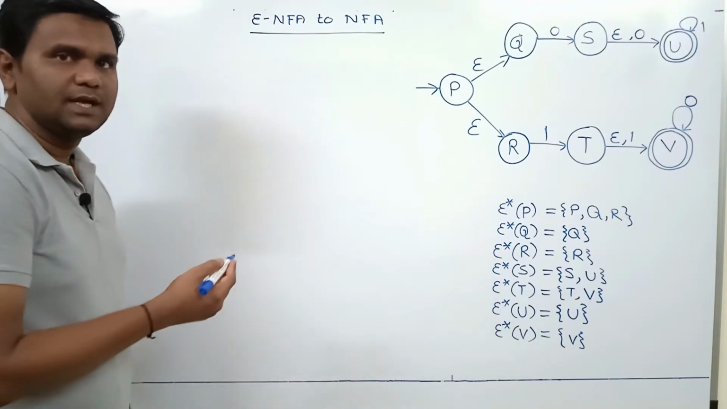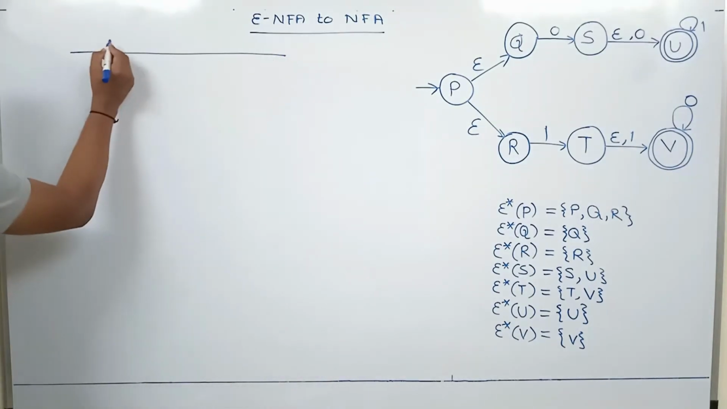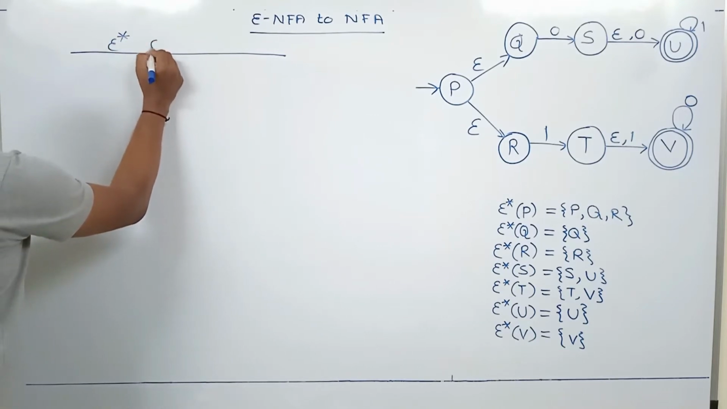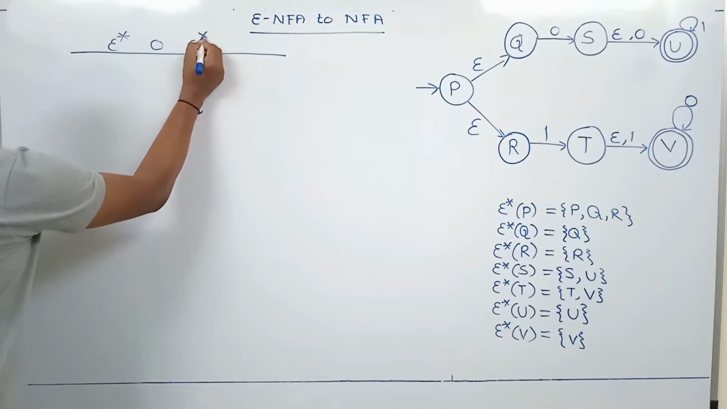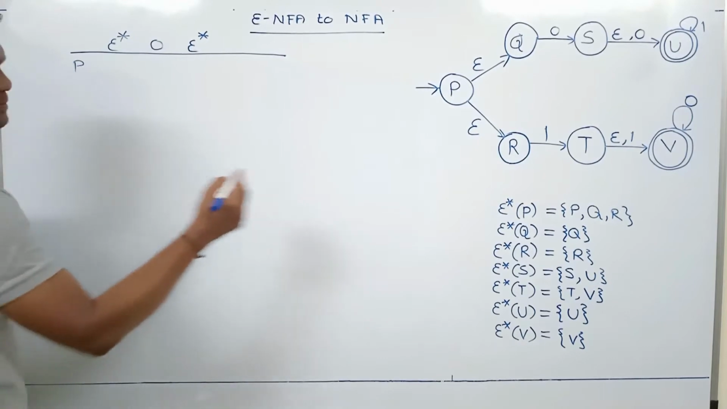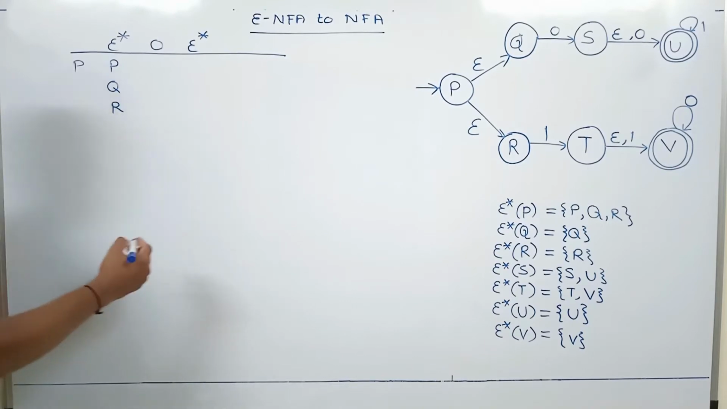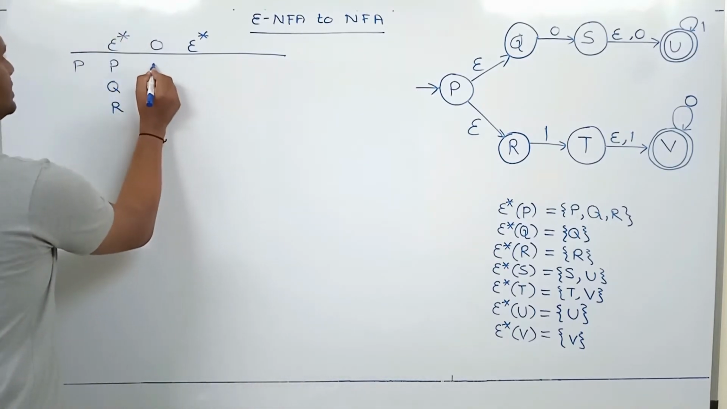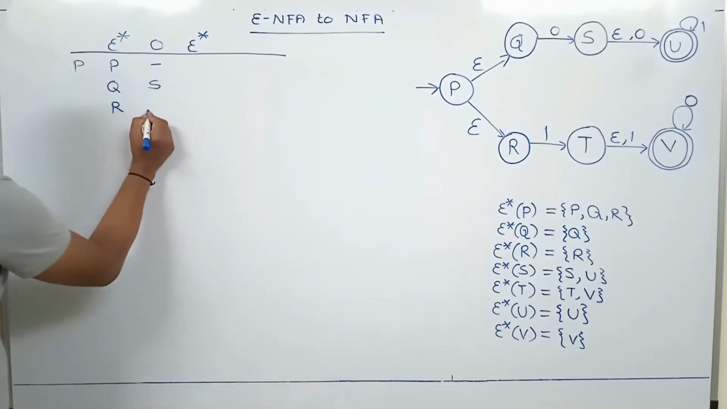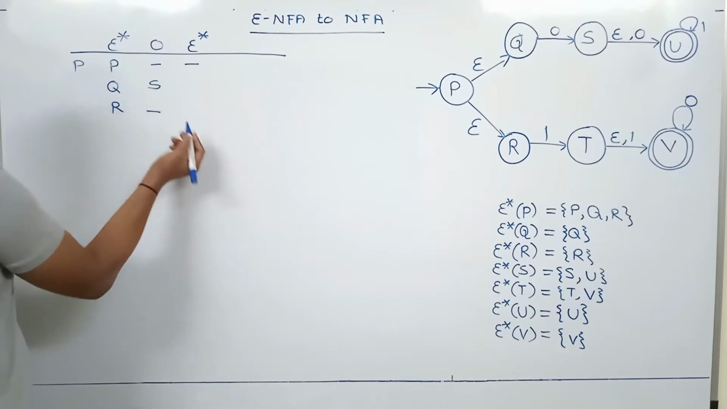Now we will start with calculating transition table for NFA without epsilon moves. So first we have to consider epsilon closure of the state, then transition for 0, and then again epsilon closure for the state for the transition. Consider state P. Epsilon closure of P contains P, Q, R. P on 0, there is no transition. Q on 0 goes to S. R on 0, there is no transition. Now epsilon closure of, here we do not have any state, so we mark it empty.